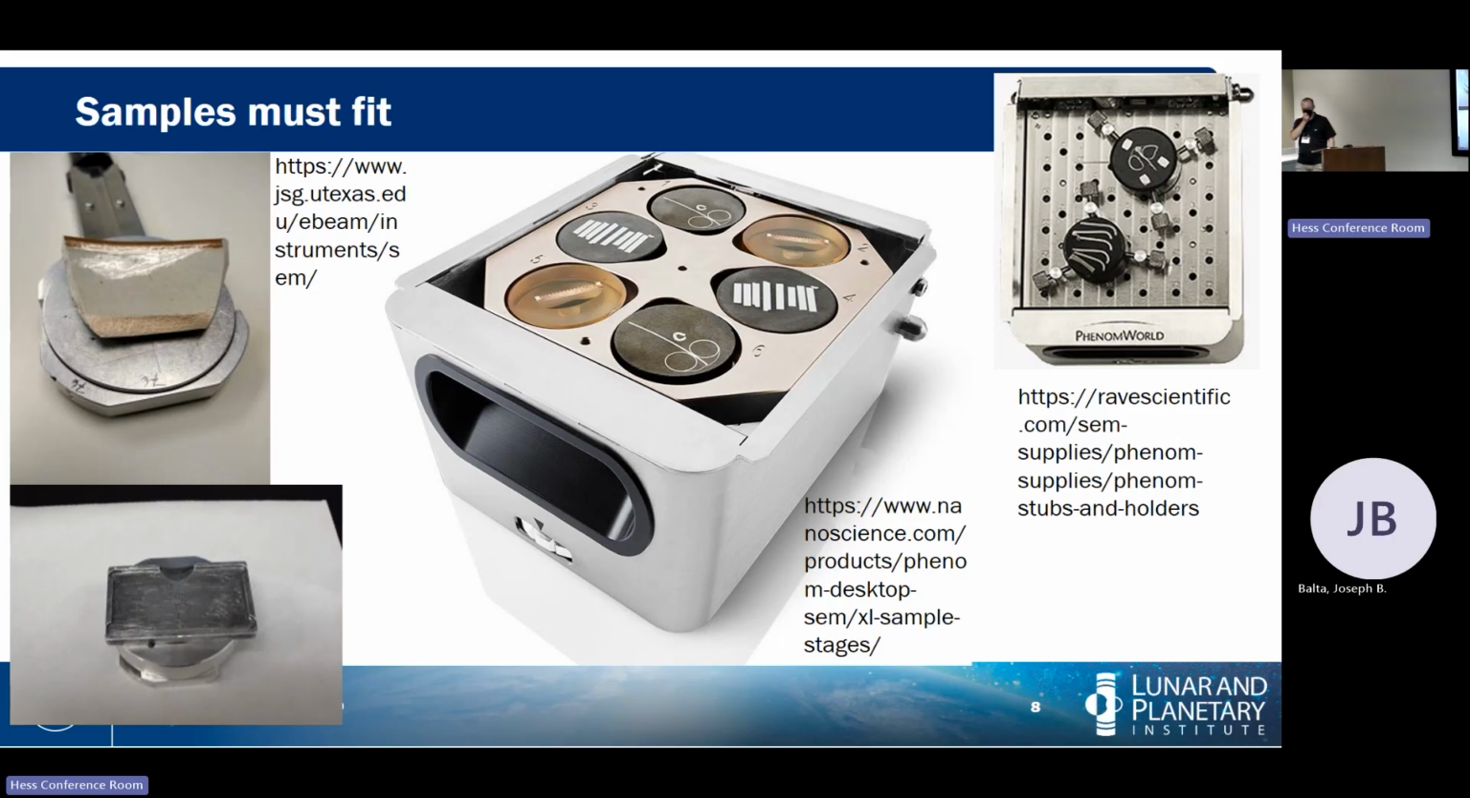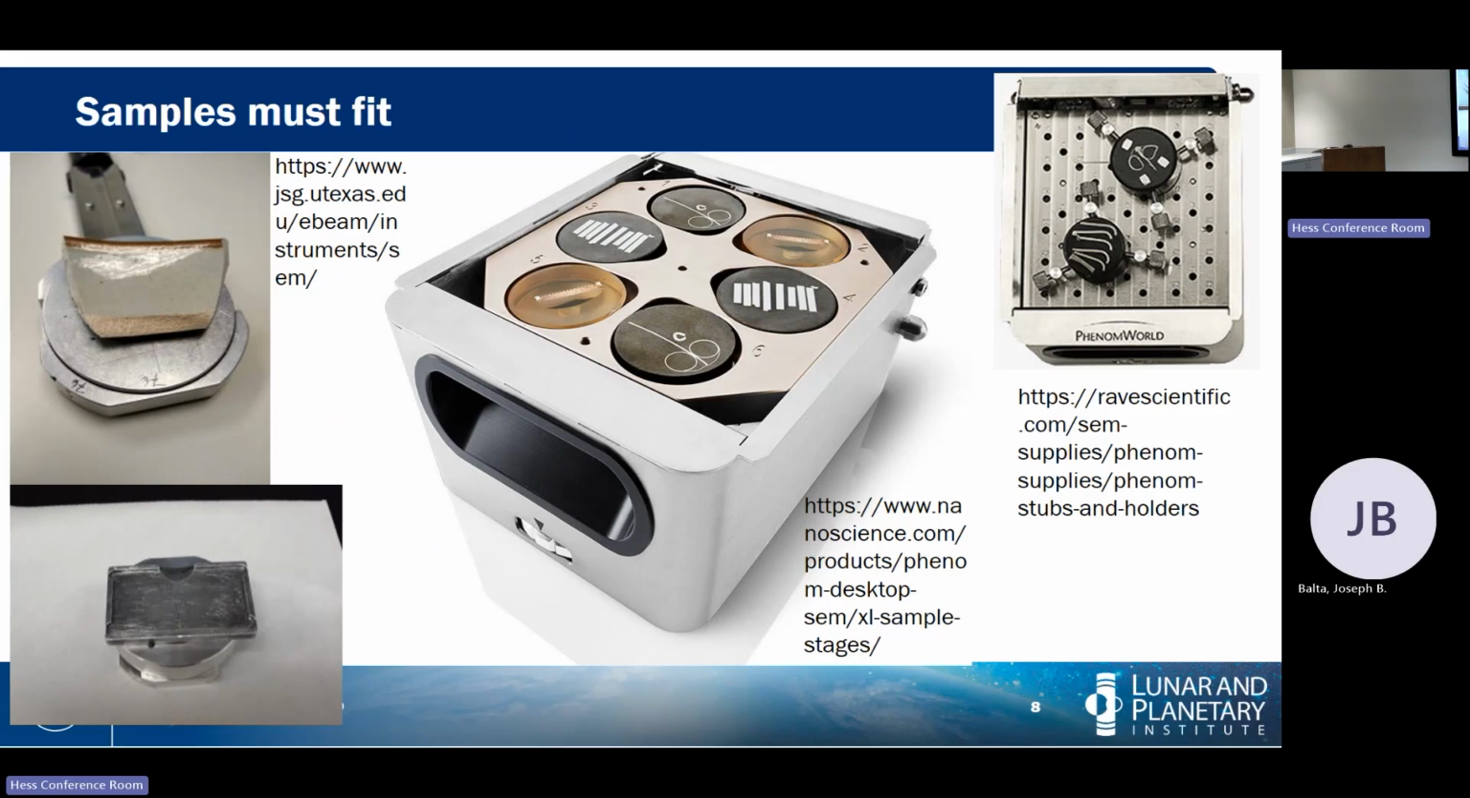Most SEMs will have something like this as a setup for a sample holder. When you get into ours tomorrow morning, you're going to see something that looks like this. This is a version of the stage that we put in. It is this big, and it has vertical motion of about 5 to 8 centimeters. So if your sample could fit in that box, you could put it into our SEM. These are different sample holder designs.